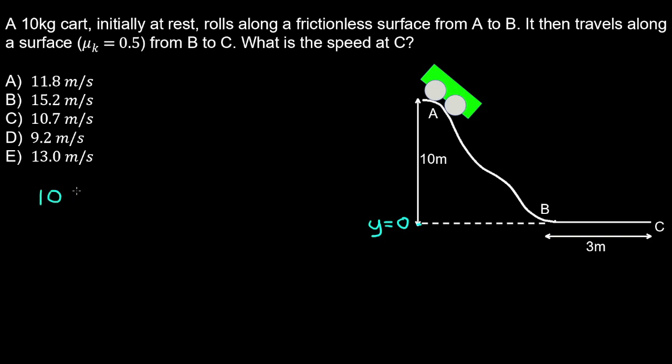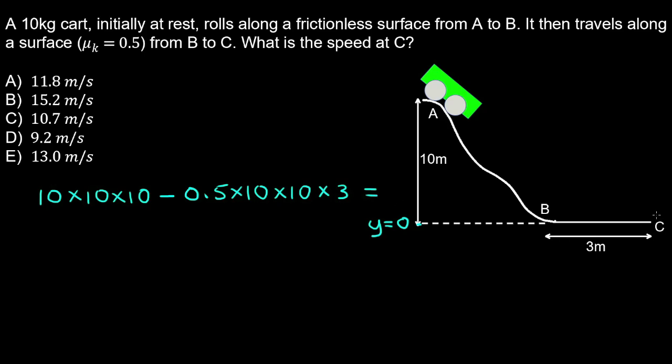being the mass by the gravitational acceleration, by the height, noting that the cart's initially at rest, so the kinetic energy at A is 0, and minus the work done by the kinetic friction force from B to C. So that will be the kinetic friction coefficient by the normal force, which is the mass by the gravitational acceleration, and then we multiply the kinetic friction force by 3 meters to get the work done.